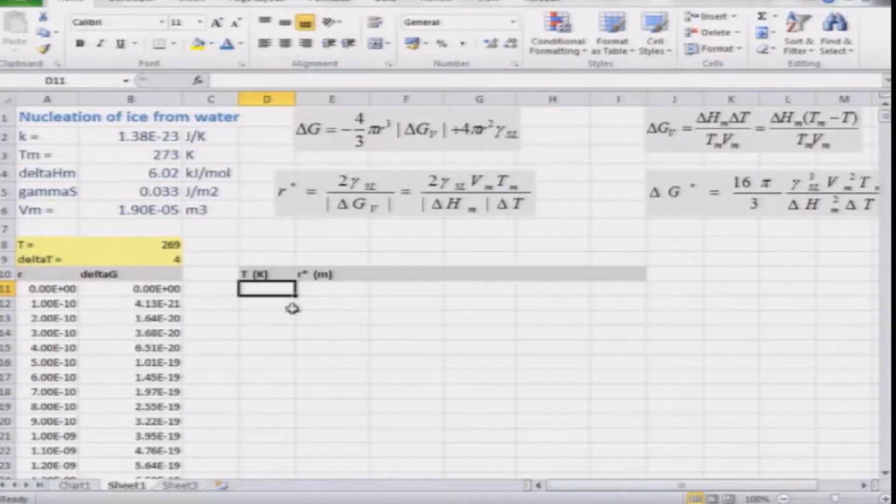So let us look at, let us say, the first temperature we will look at is just below 273, the transformation temperature. So, let me type a number like 272.5 and find out the critical size at this temperature.